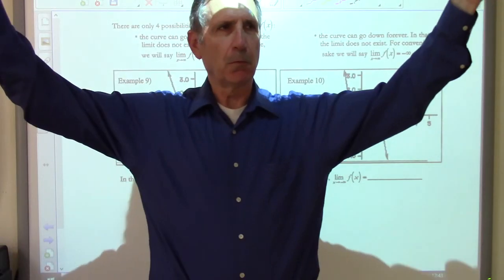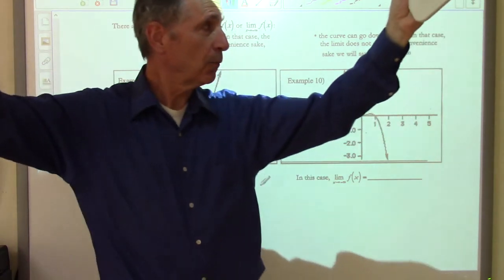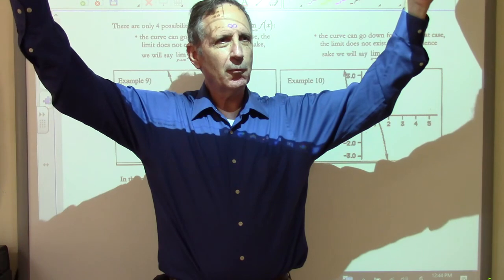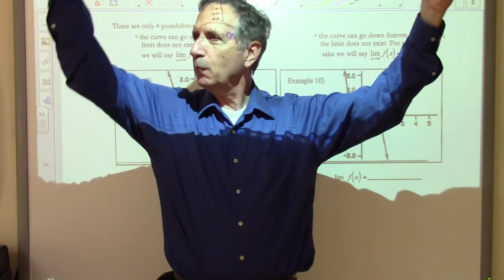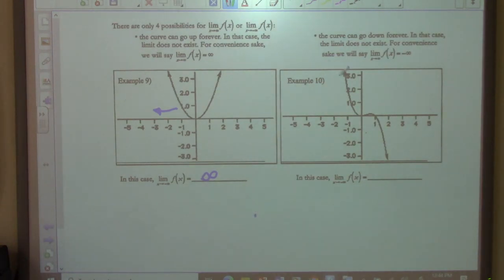Remember this from last year? This one is even positive. As you go toward negative infinity, positive infinity, and as you go toward positive infinity, positive infinity. Okay, this one here, example 10: the curve can go down forever. In that case, the limit does not exist. For convenience, we say the limit as x approaches infinity of f of x equals negative infinity. In this case, the limit as x approaches negative infinity of f of x is positive infinity. Okay, good. So this was that odd negative we talked about. Here's your odd positive, here's your odd negative.